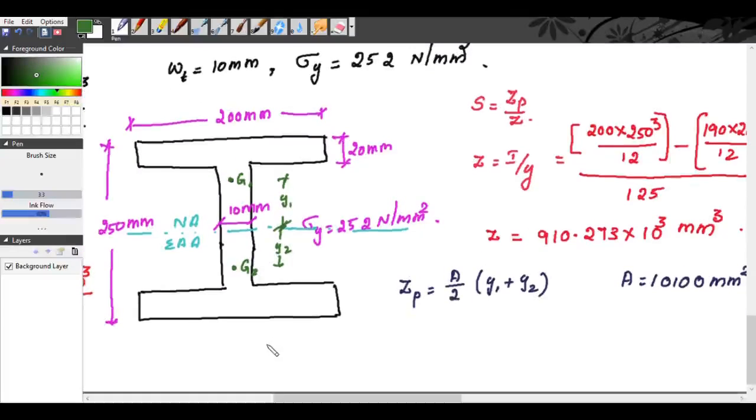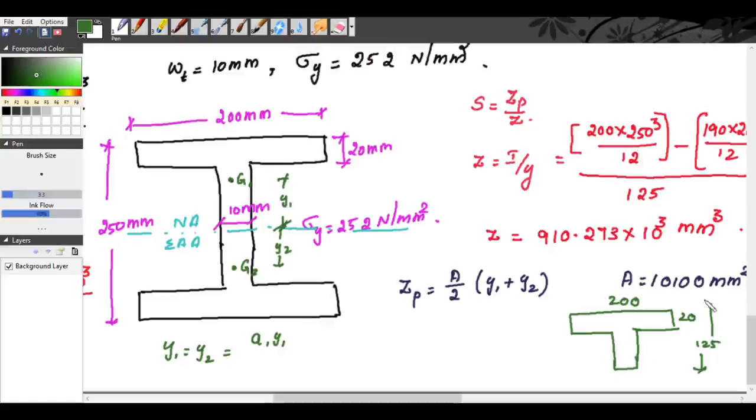So how can you calculate this Y1? Y1 will be equal to Y2. We know this is nothing but A1 Y1. We have two portions, right? We will take the first half. First half means it is like this. So this is 200, 20 and 125. So A1 Y1 plus A2 Y2 by A1 plus A2.